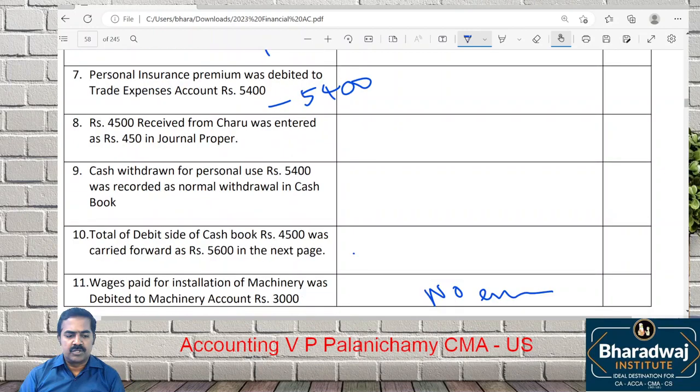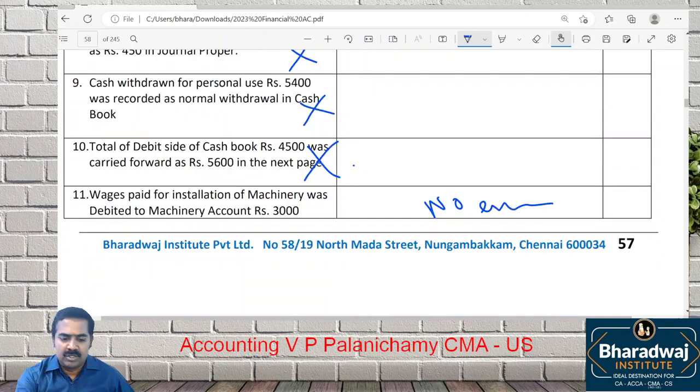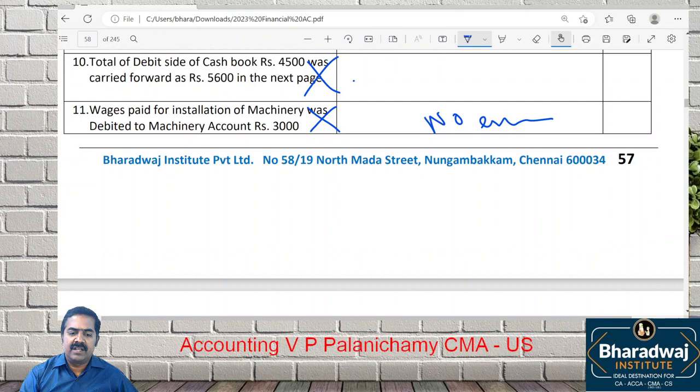Point number 8. Decrease by 4,000. No, it is not a nominal account. Is it related to income or expense? Salary, rent, expense or sales, commission received, discount received, is it connected to a nominal account or personal account? So it will not affect. Point number 9 also. It's related to which account? Cash account, it will not affect. Then point number 10 also. No impact because there is no nominal account involved. Point number 11, no error, no impact.